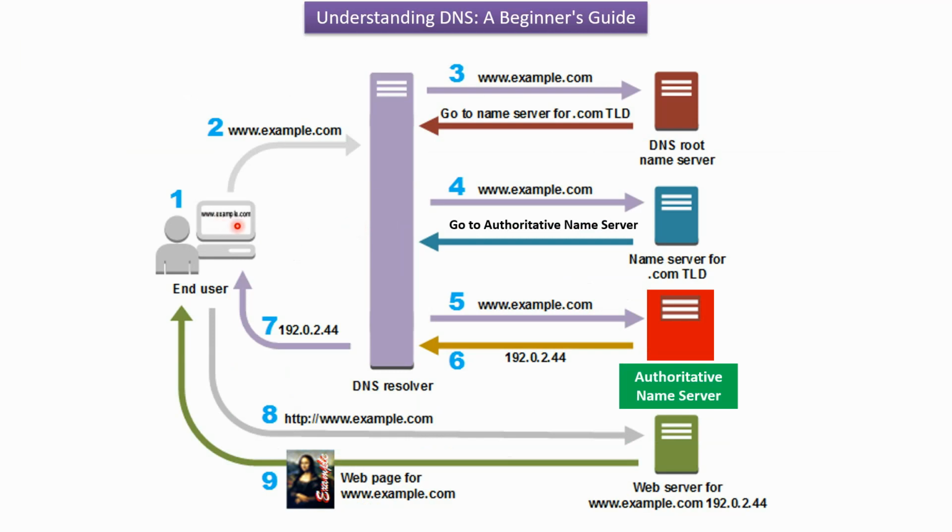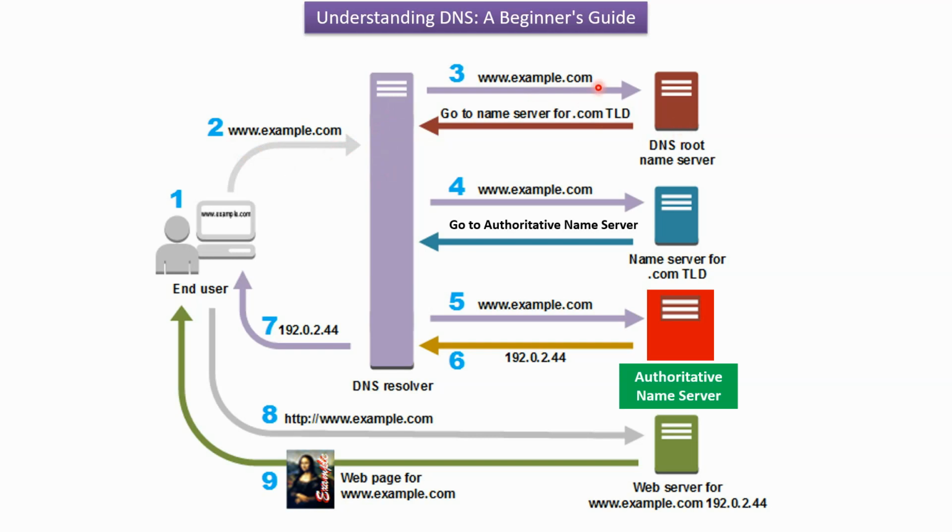The user types www.example.com in the user's device web browser, and when the user clicks on the enter button, the request goes to the DNS resolver to find the IP address of www.example.com. The DNS resolver checks for the IP address of www.example.com in its cache. If the IP address is there, then the DNS resolver sends the IP address back to the device. And if it is not there, then the DNS resolver sends www.example.com to the DNS root name server.